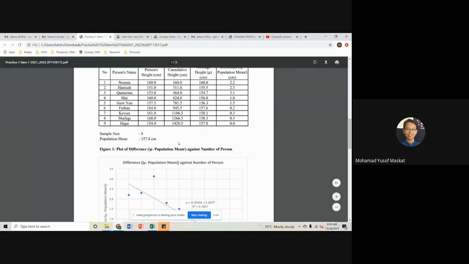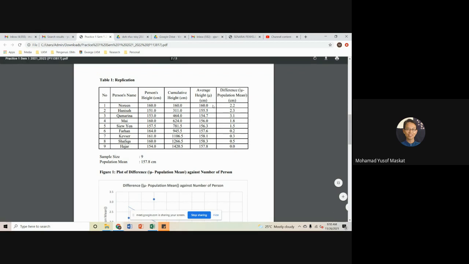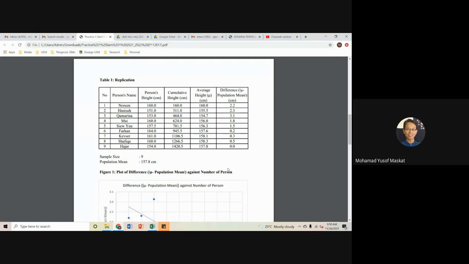This is the data. If we look at the data, this is a person's name, person's height, and then this is the cumulative. It is the same because it is just one person. And then you have the average height, still the same because it is just one person. And the difference, which is the difference between this height and the population mean, which is this one.